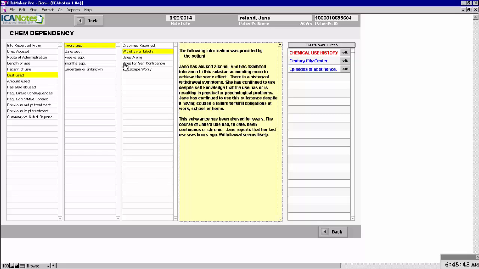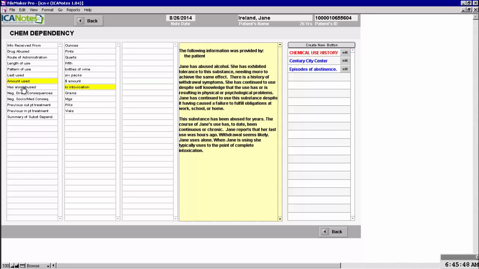Withdrawal is likely, uses alone. Amount used, I'm going to say, is to the point of intoxication. If the patient's abused other drugs, you can capture that. You can also talk about negative direct consequences, negative medical or social consequences, and you can talk about prior treatment history.